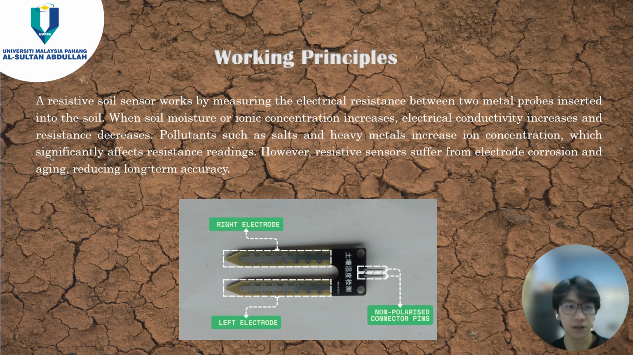Now I'll be going through the resistive soil sensor. A resistive soil sensor works by measuring the electrical resistance between two metal probes inserted into the soil. When soil moisture or ionic concentration increases, electrical conductivity increases and resistance decreases. Pollutants such as salts and heavy metals increase ion concentration, which significantly affects resistance readings. However, resistive sensors suffer from electrode corrosion and aging, which reduces long-term accuracy, which is also what we discussed previously in the table.